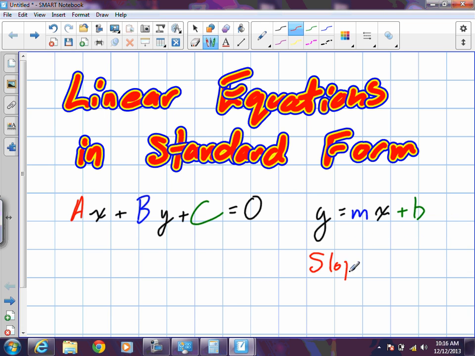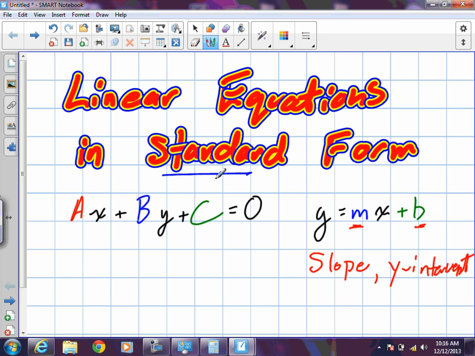Slope and something else. It has slope in it, and what is this called? Y-intercept. It's called slope y-intercept. That's this form. Okay? Which, by conclusion or deduction, makes this the which form? Standard form. This is the exact same equation. It's just written very differently.